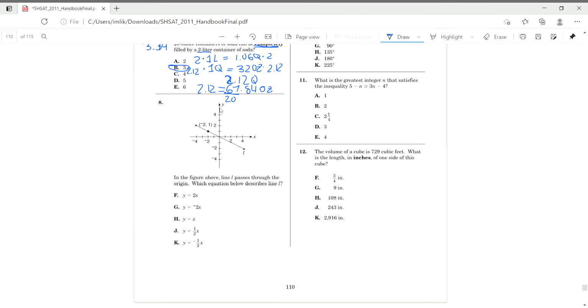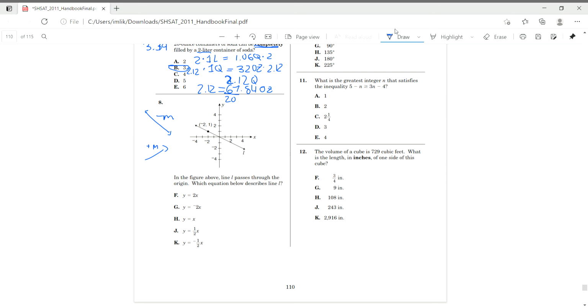In the figure above, line L passes through the origin. Which equation below describes the line L? So we know it's linear, so it has to have a slope. And since it's linear and passes through the origin, it has no y-intercept because it's just 0. With that in mind, we could also see that it's going downwards, like that, which means it has a negative slope. If it was going upwards, it would have a positive slope.